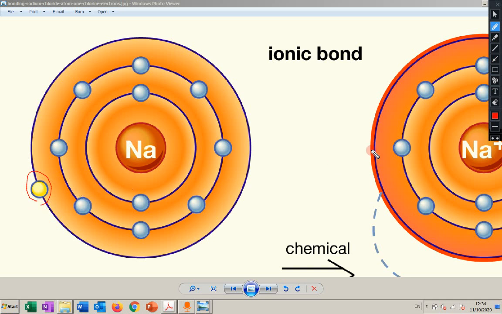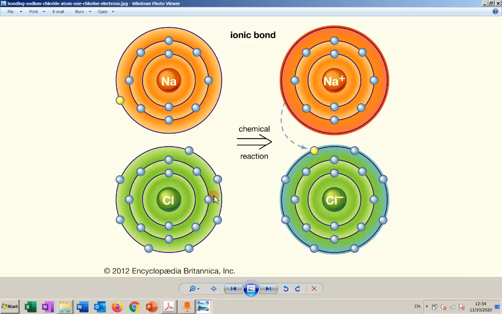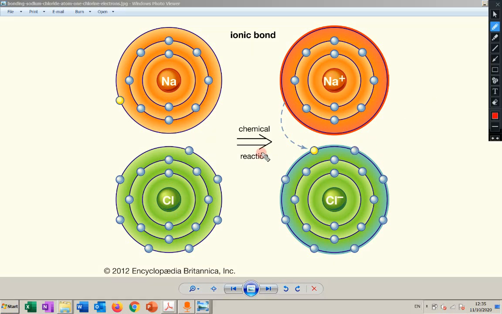If you're checking chloride, we have the outermost shell. The outermost shell is this shell. So we have 1, 2, 3, 4, 5, 6, 7 valence electrons at the outermost shell. 7 electrons at the outermost shell.